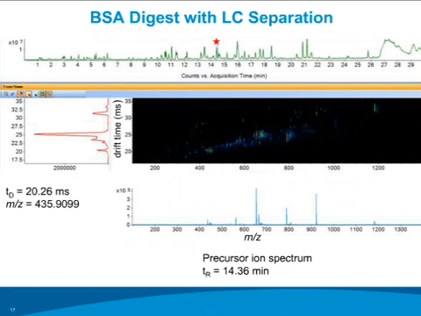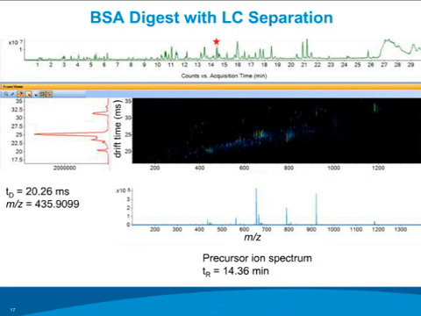Okay, now I want to move to a BSA digest, and in this case, we're now using chromatography with mobility and also mass spectrometry. So we have all these dimensions added together here. Again, in our browser, I'm showing chromatography across the top from left to right in elution time. Mobility is in the vertical dimension, and the mass spectral data is in the horizontal dimension. And then we have a heat map in the middle showing the intensity of the ions.